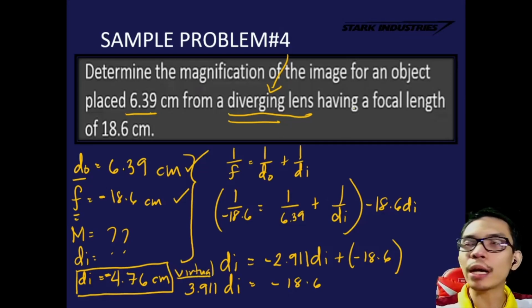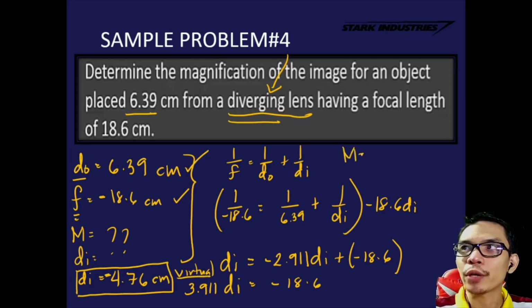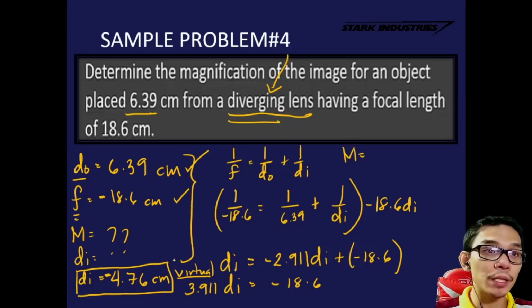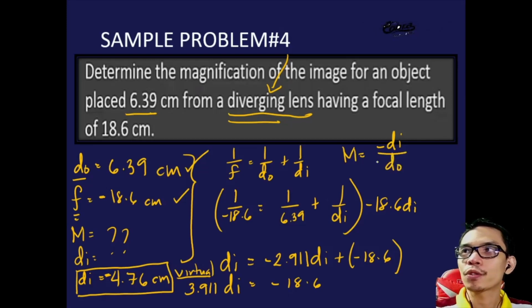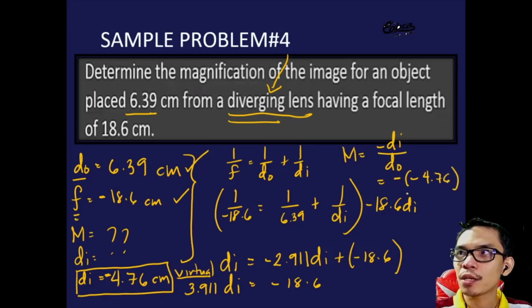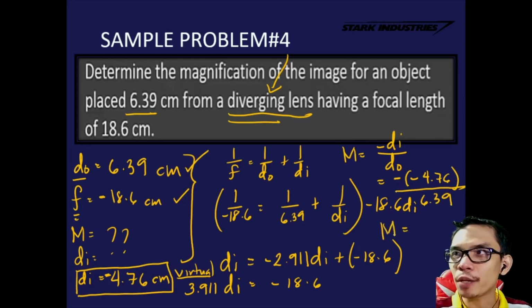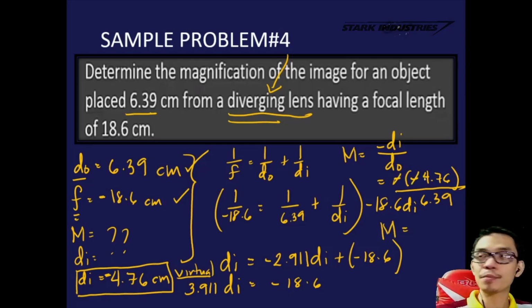Now, let's take a look at the magnification. To get the magnification, since we now have the d sub I, we can use this formula, d sub I over d sub O. So let's substitute the things that we have right here: negative 4.76 over the d sub O of 6.39. Therefore, for the magnification for this problem, cancel all the negatives, 4.76 over 6.39.